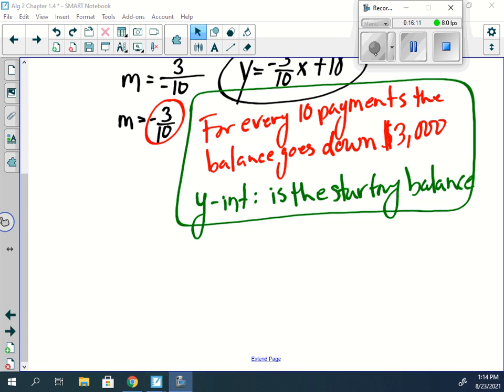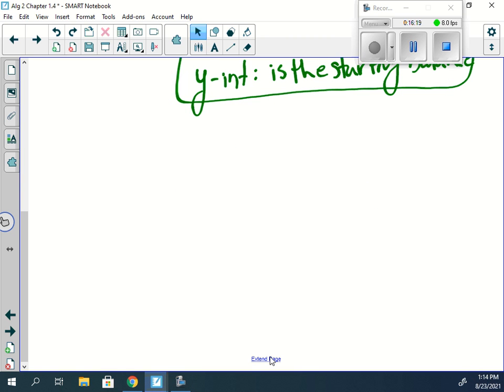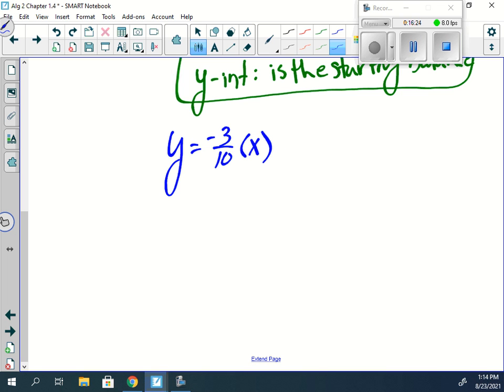All right, so we're almost done with this here. We just need to see how much is remaining after 36 months. So our y equals negative. So where would I put the 36? So y is balance, yes? Because x is our number of payments. Oh yeah, it'd be where the x is.